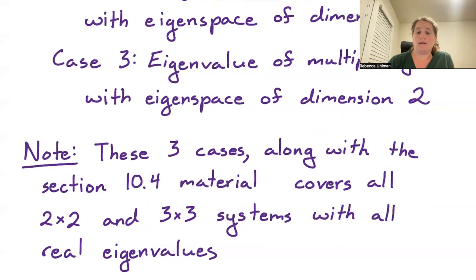Then in section 10.6, we will see what happens with the complex eigenvalues. So next video, we will look at our case 1, where we have an eigenvalue of multiplicity 2 and eigenspace with dimension 1.